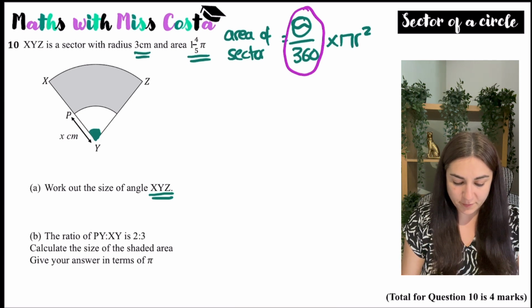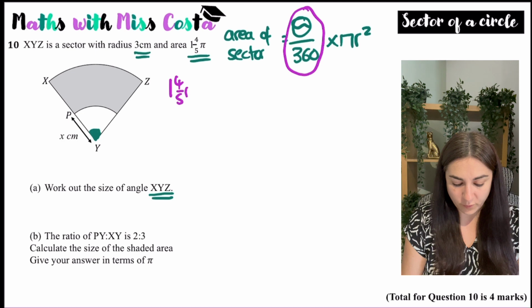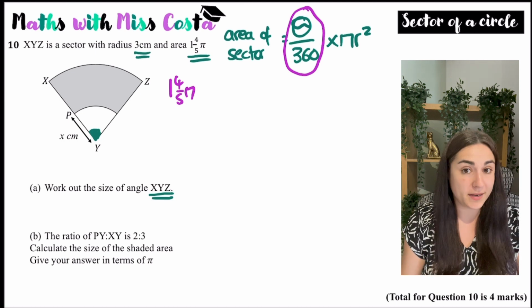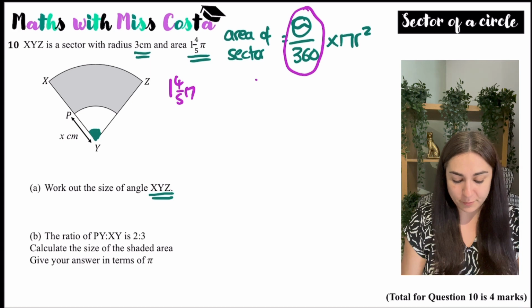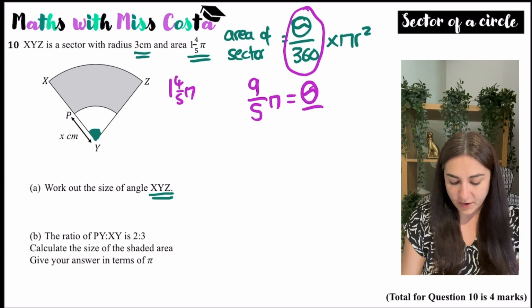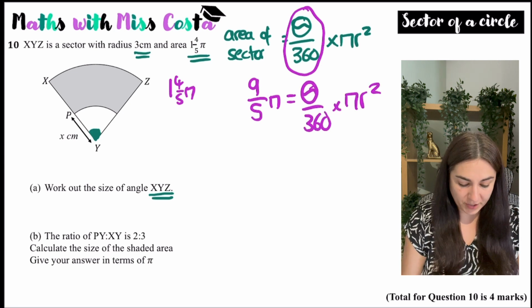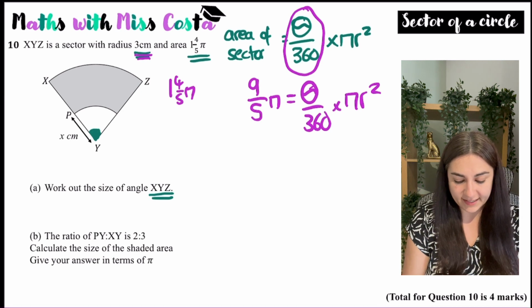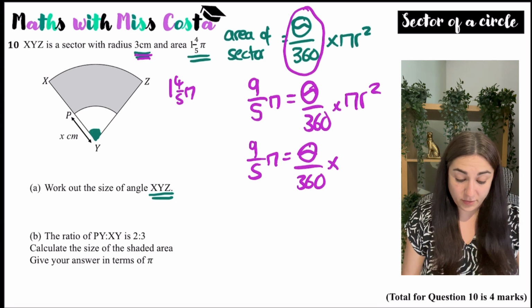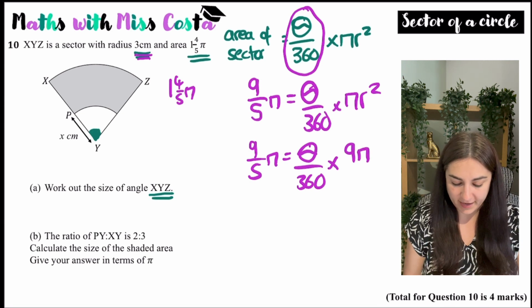So let's fill out the information I know. I know that 1 4/5 pi is the area. Just to make life easier, I can turn it into an improper fraction: 5 times 1 is 5, plus 4 is 9. So 9/5 pi is the area of the sector. And I know it's theta over 360 times pi r squared. Do I know the radius? They've told me that the radius is 3 centimeters. So 9/5 pi is theta over 360 times 3 squared, which is 9, so that would be 9 pi.